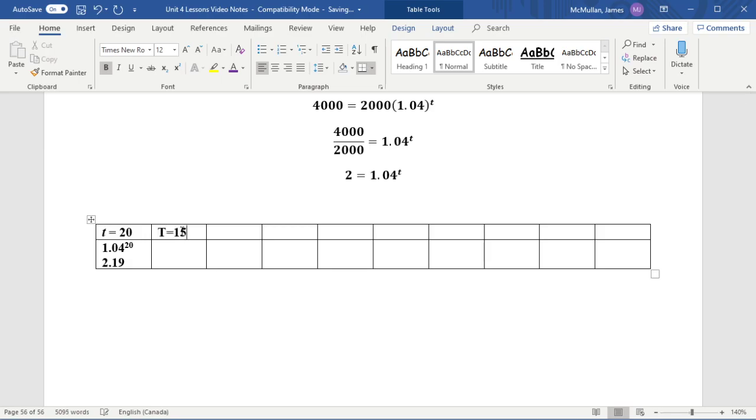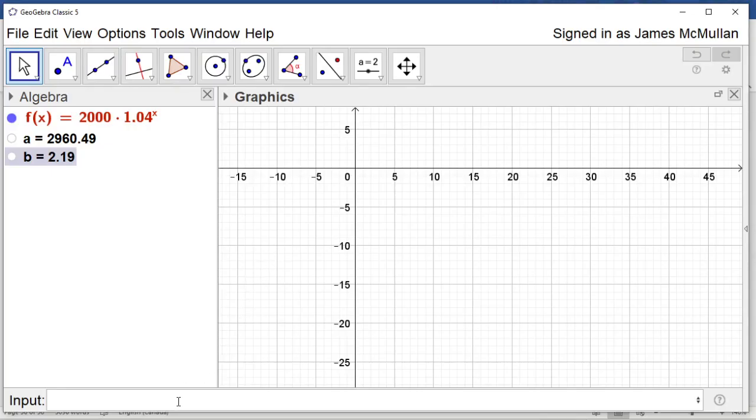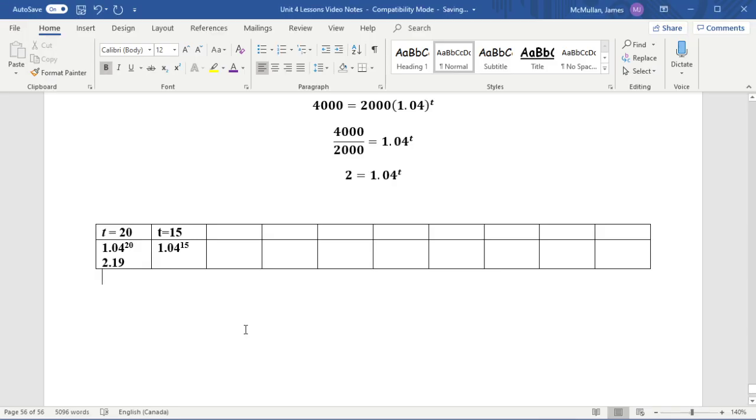So let's try t equals 15. 1.04 to the power of 15. If I do that, I get 1.8, which is too small. Right? I want it to be equal to 2. It's equal to 1.8. So I'm looking for a number in between these two.